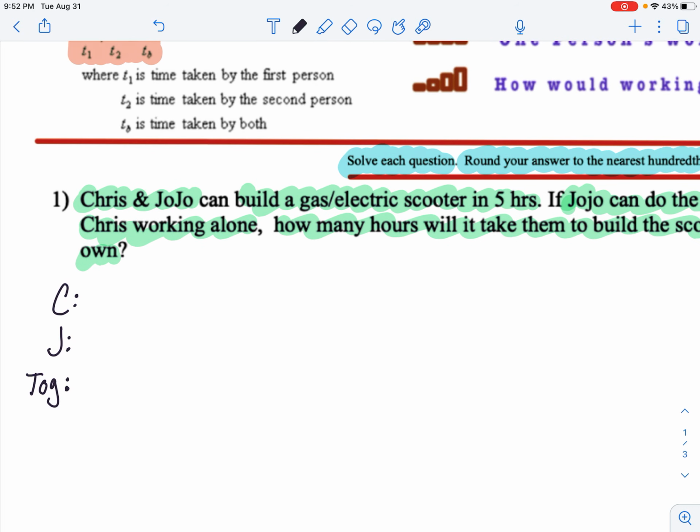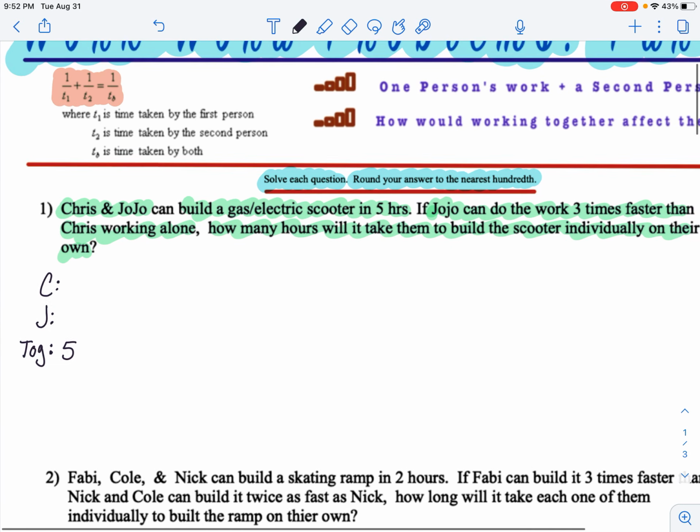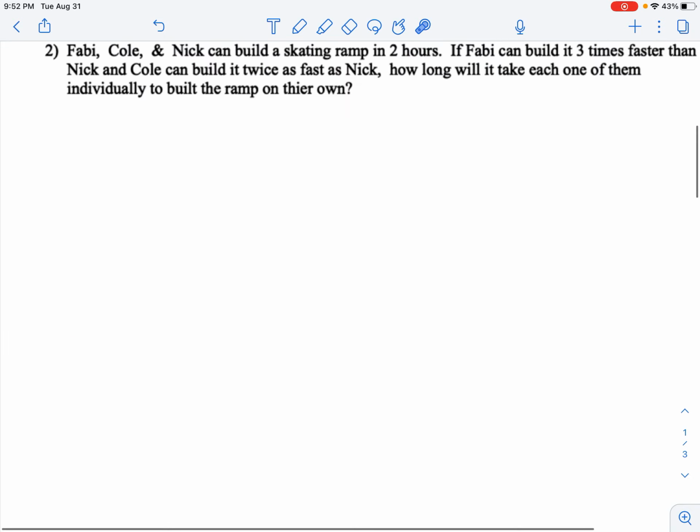So let's see. What we do know is that together they can build it in 5 hours. Now, this is where you guys have to be careful with the wording. Jojo can do the work 3 times faster. Okay? If she can do it 3 times faster, that means who's taking more time?